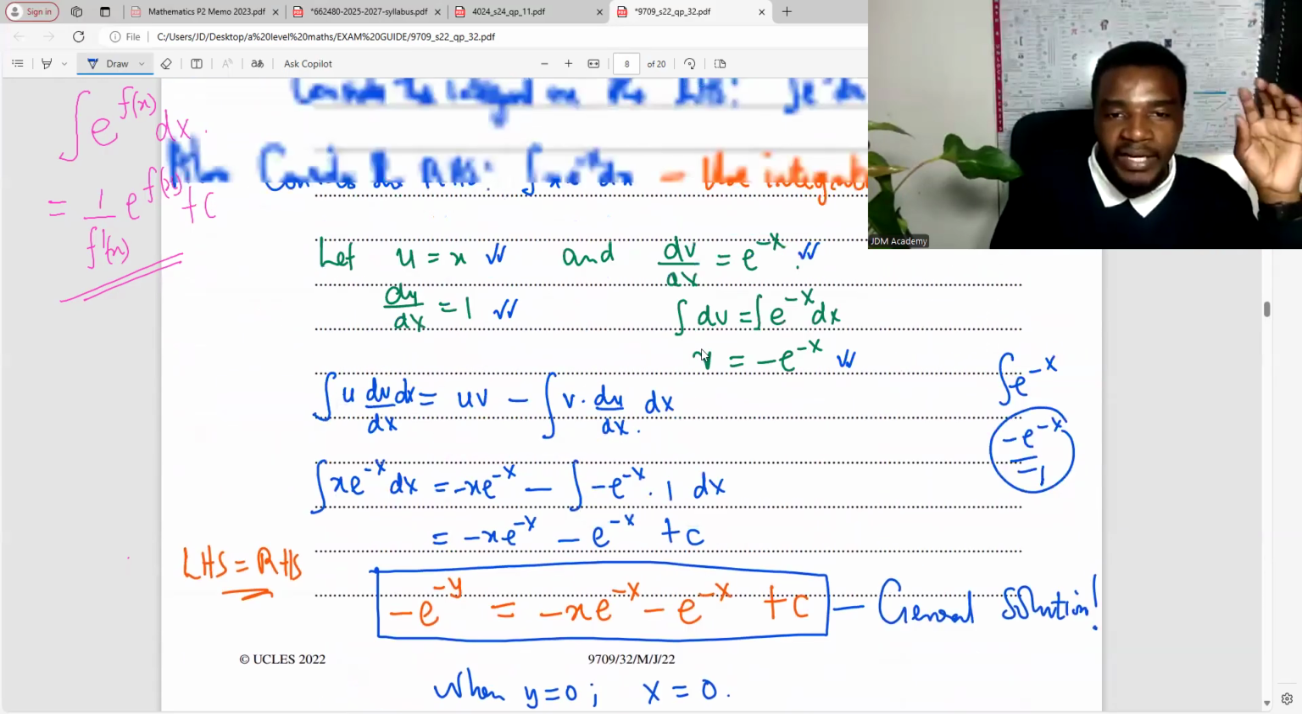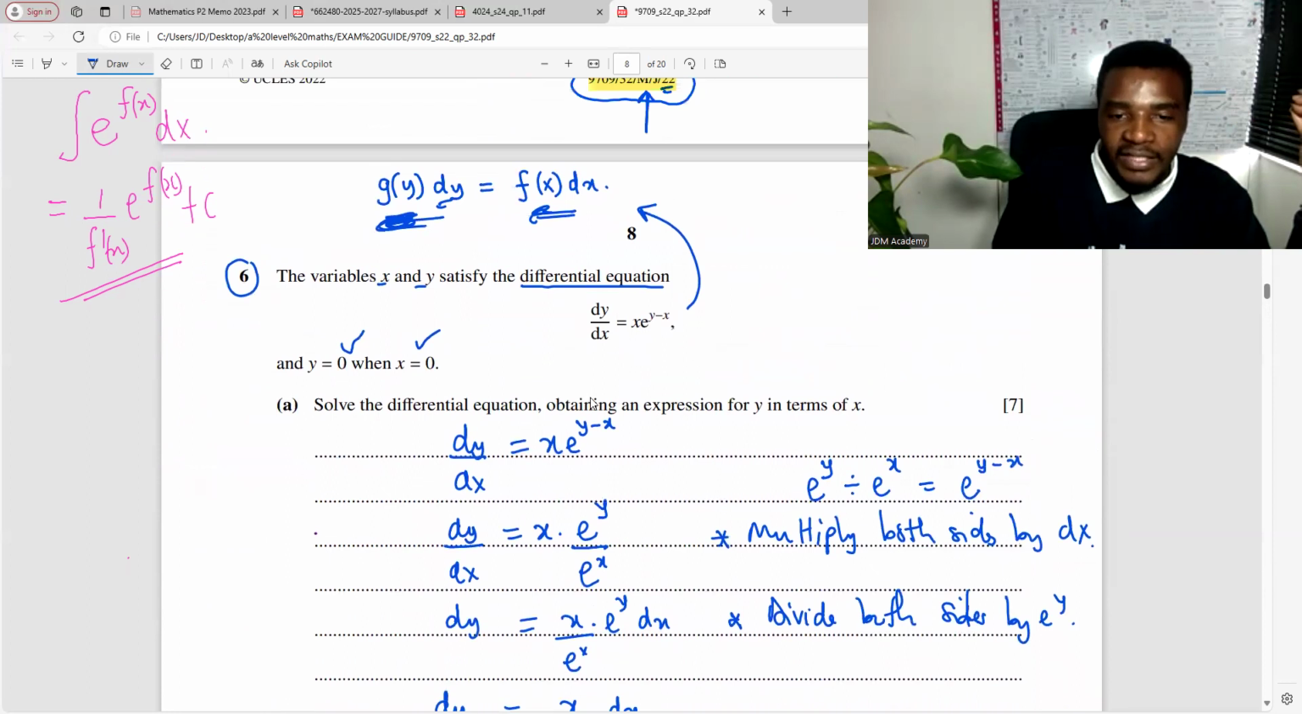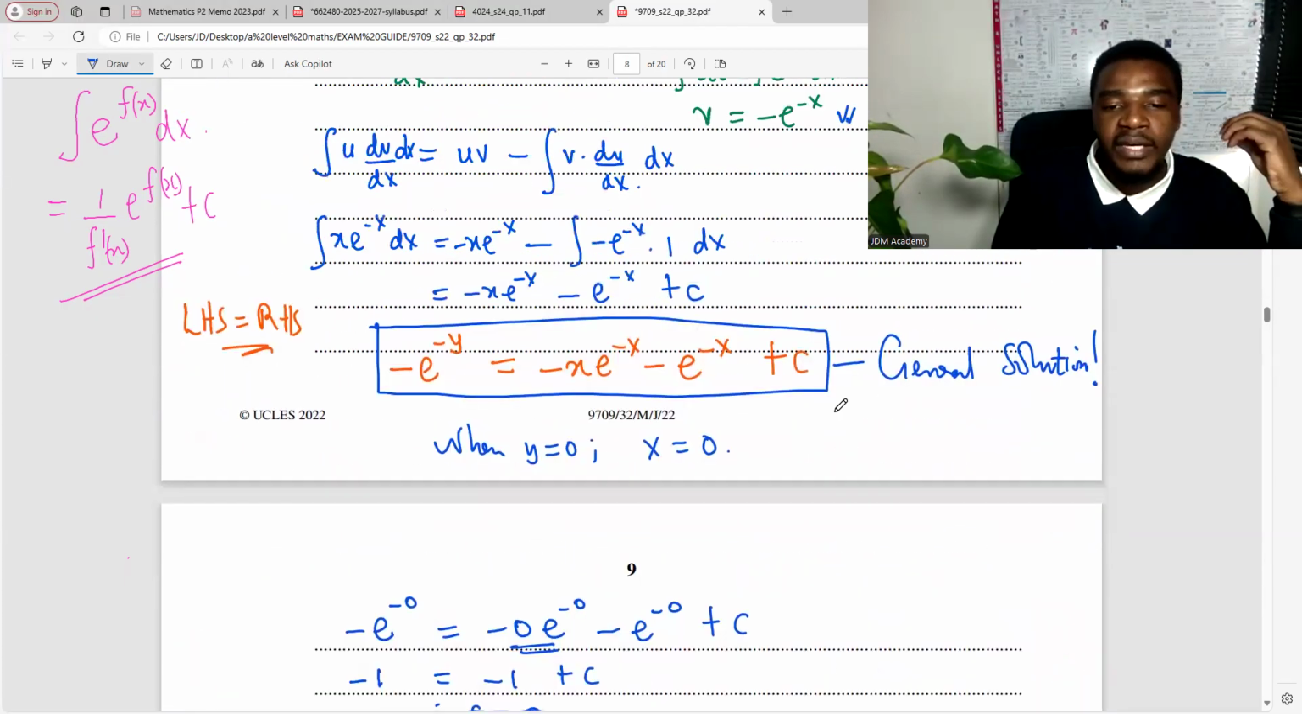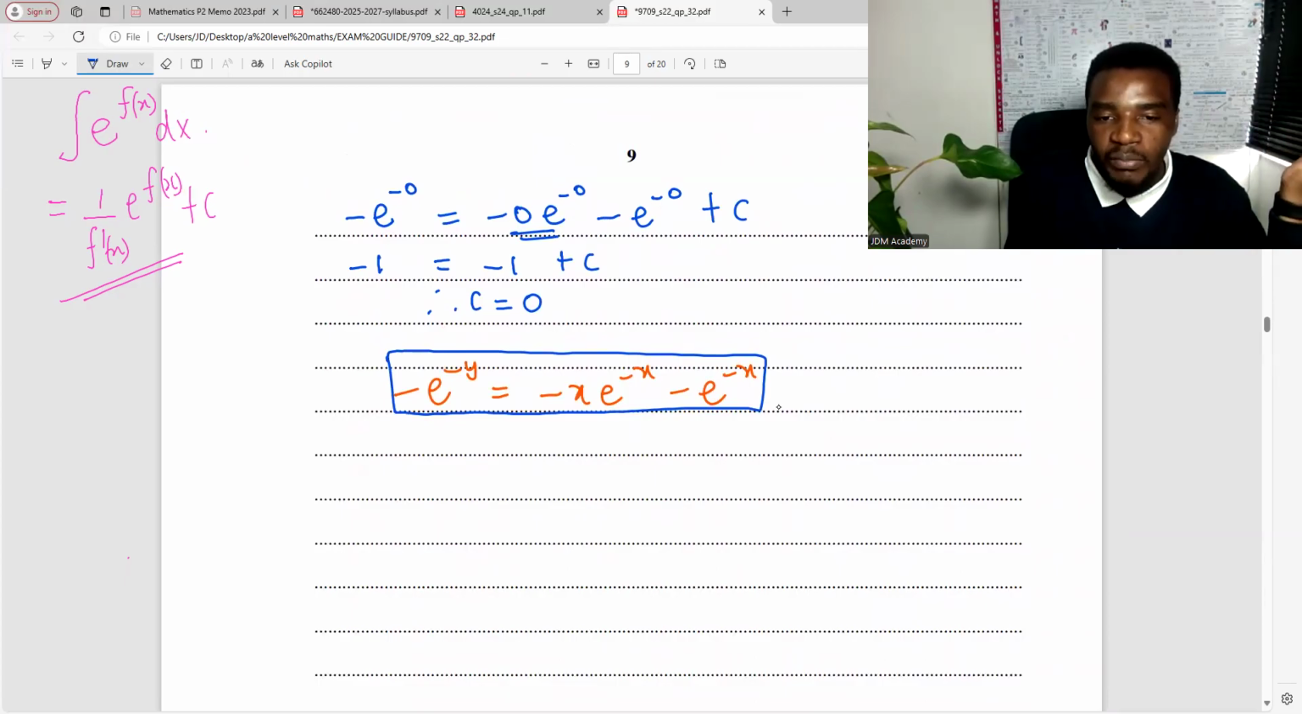But let's go back again to see the standard technique we have to leave our answer. They say solve the differential equation, obtaining an expression for y in terms of x. So we still have to make y the subject of the formula. How are we going to make y the subject of the formula in this case?